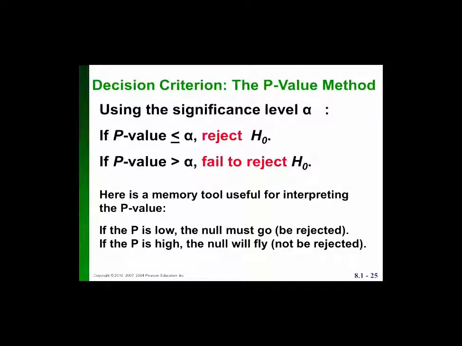Whatever helps you remember. If p is less than alpha, then we're going to reject the null hypothesis. If p is greater than alpha, then we're not going to reject. "Will fly" does not mean will fly away. It means will not be rejected.